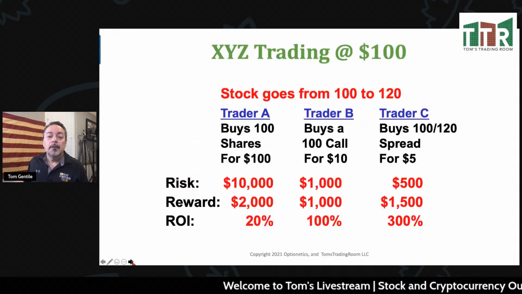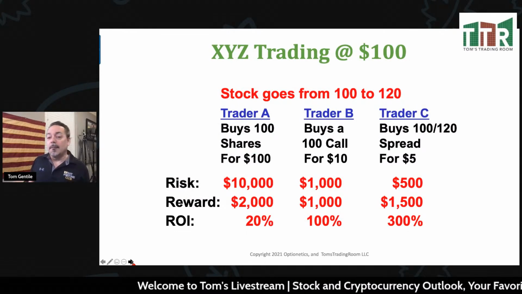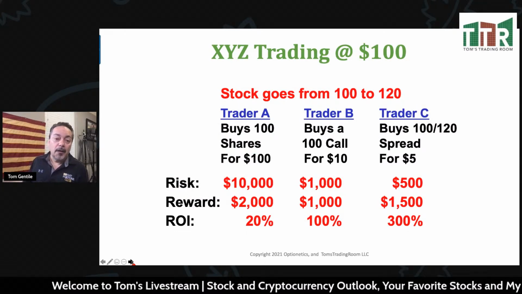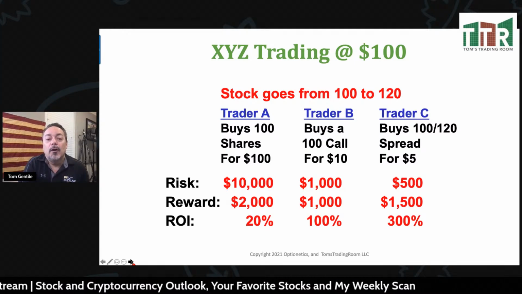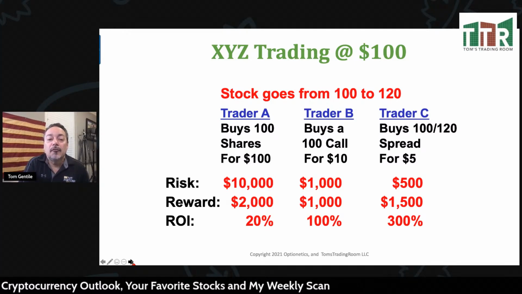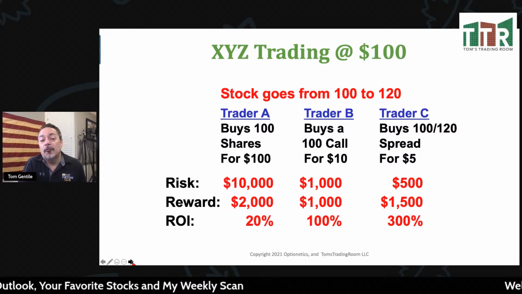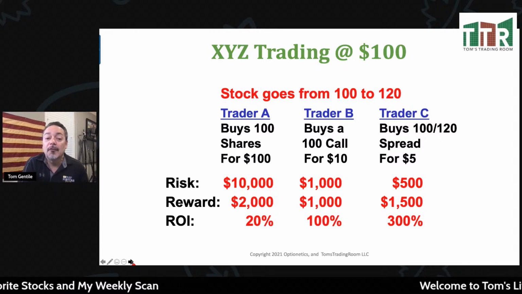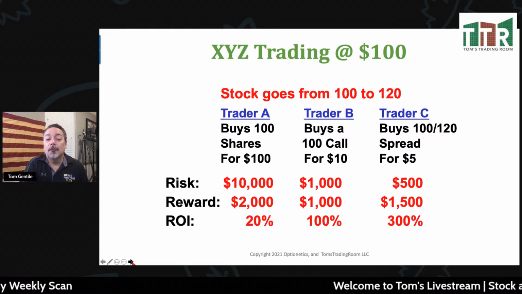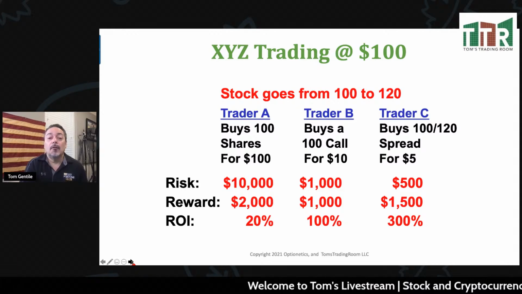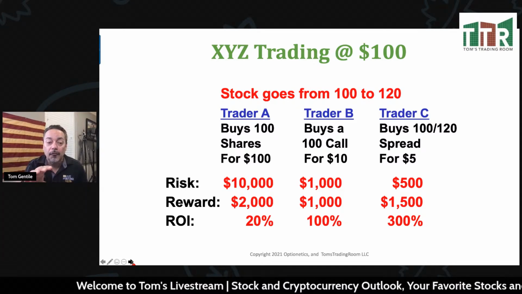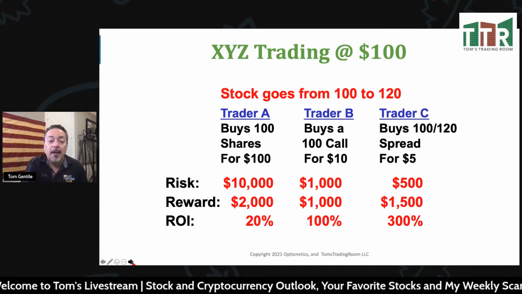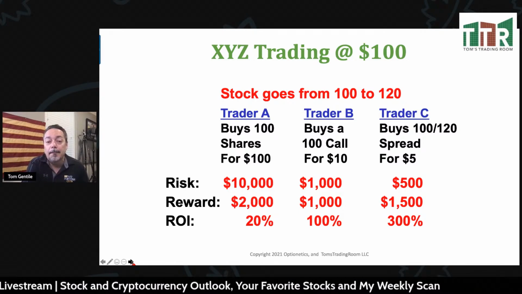Now, again, let's talk about 3 different traders. One could be a stock trader, one could be a call trader, and one could be a spread trader. If the stock trader buys 100 shares of stock for $100 a share, that's a $10,000 risk. But if they target a reward, let's say it goes from 100 to 120, the stock trader is up $2,000. That's about a 20% return.